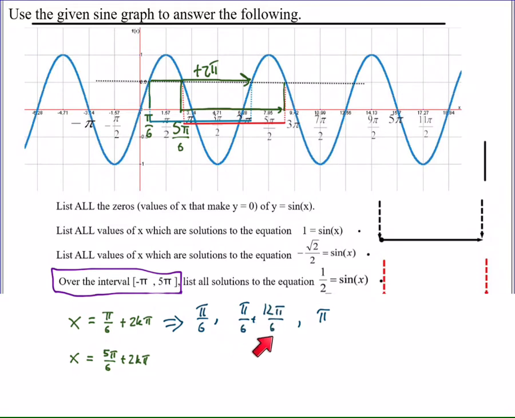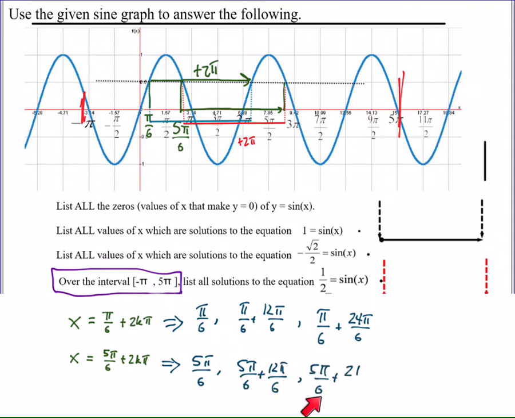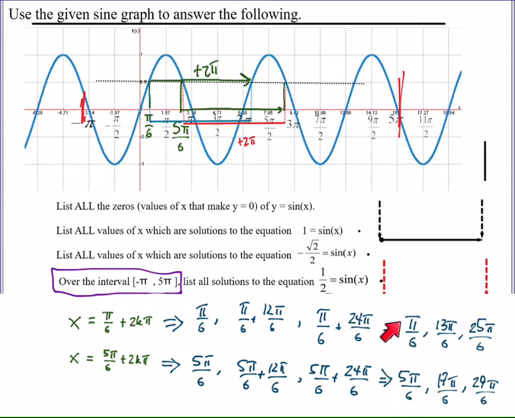So 12 pi over 6 is the same as 2 pi, so I take the pi over 6 and add 2 pi. I also take the pi over 6 and add 4 pi. It's 24 pi over 6. Likewise, I'm going to take the 5 pi over 6, then I'm going to take 5 pi over 6 and add 12 pi over 6, and the 5 pi over 6 and add 24 pi over 6. And the rest is arithmetic. You simply add the numerators together, multiples of pi, and you will have the 3 angles for each direction. So a total of 6 possible solutions to this equation, y equals half sine of x.